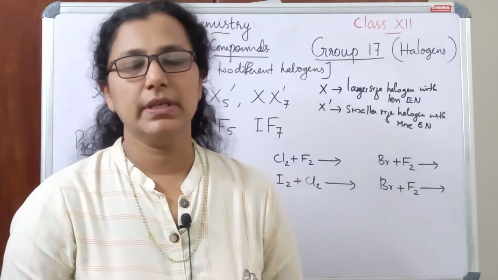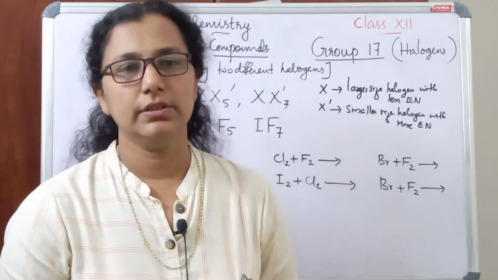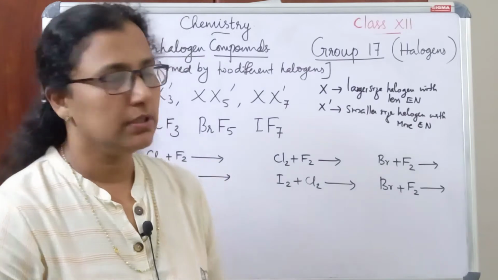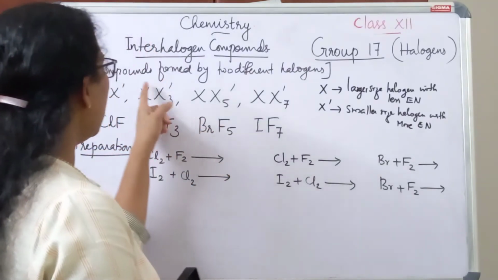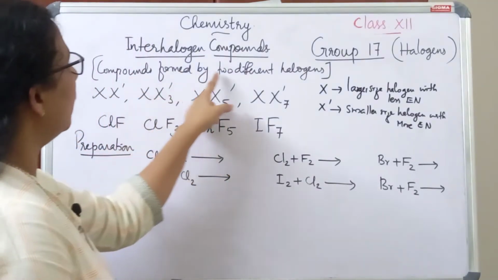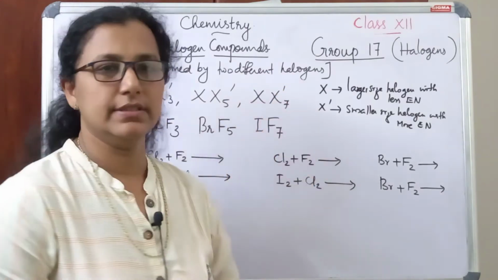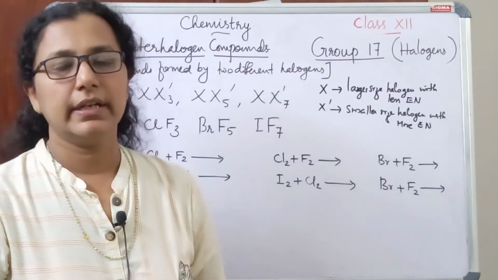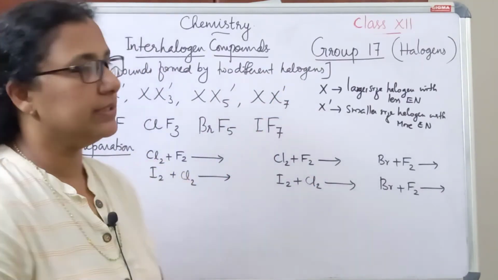Hello students, let's begin another important topic, that is interhalogen compounds. So what are interhalogen compounds? They are compounds formed by two different halogens. So different halogens react together to form interhalogen compounds.